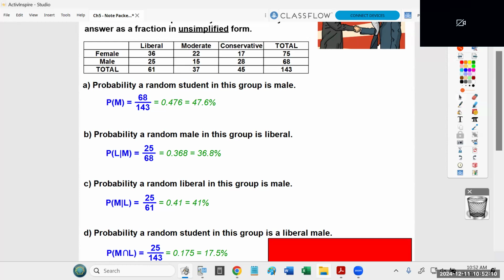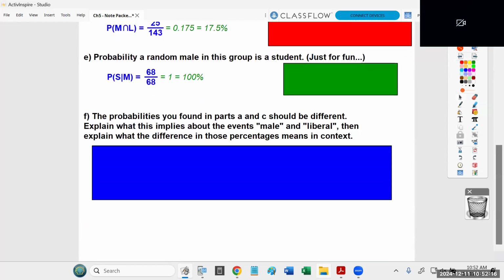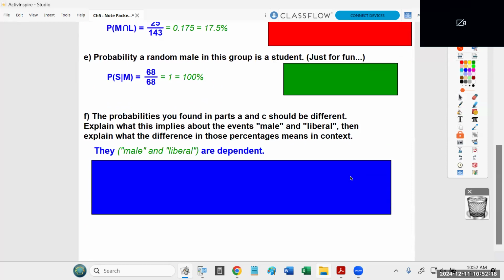So that is what we would consider different enough that it's significant. By the way, that's a very loose definition of significance. We'll get more specific with it second semester. Okay. So the question says, explain what this implies about the events male and liberal. It means these are dependent events. The probability of being male in general is 47%. But if I know you're liberal, knowing that alters the probability you're male. So that is the very definition of dependence. This event affected the probability of that event. That's dependency.